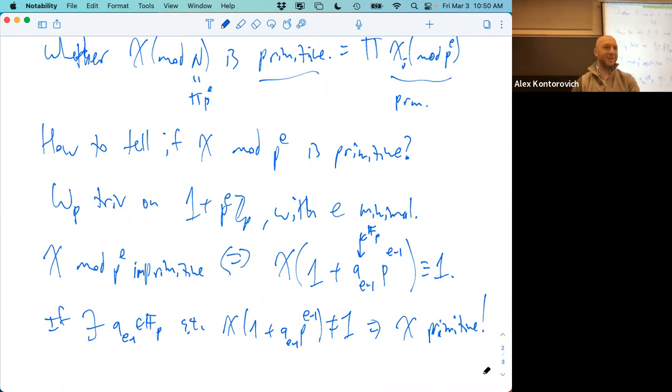So that's how you can check primitivity. Is that clear? Does that make sense? Have you seen this characterization of primitivity? I never thought about it this way. It's very simple: if you're imprimitive, then chi is really a character mod a smaller power, which means on larger powers it has to trivialize. So as you run over that last digit, if you have a single value that's not 1, you must be a primitive character.